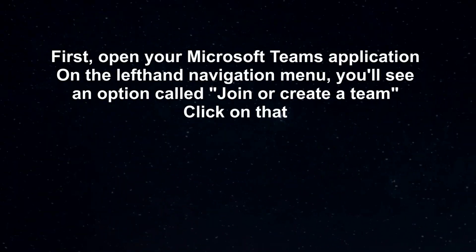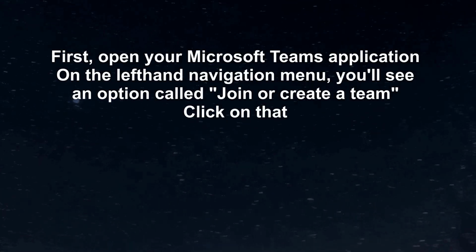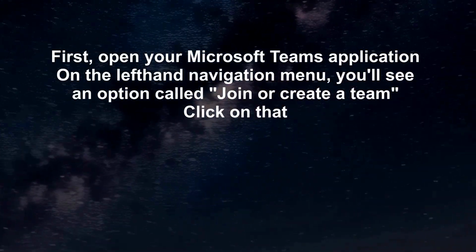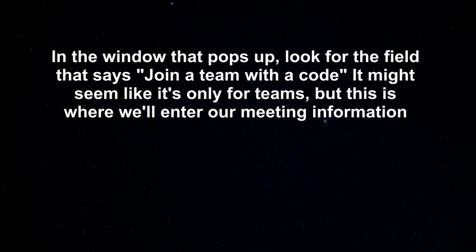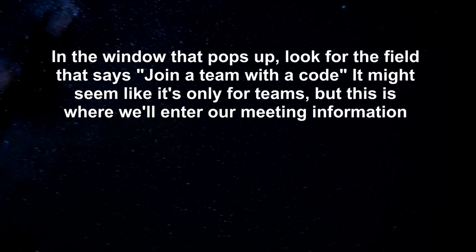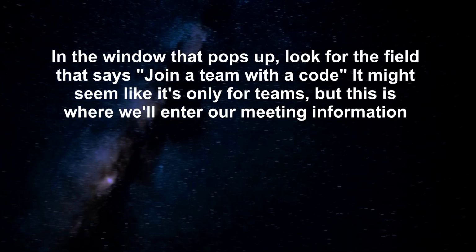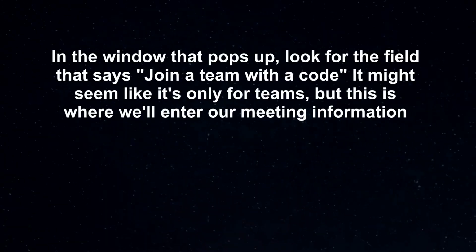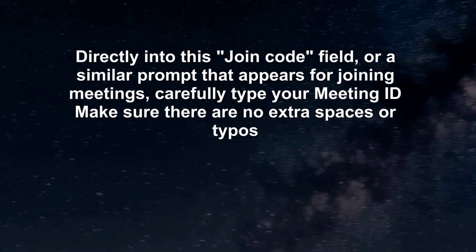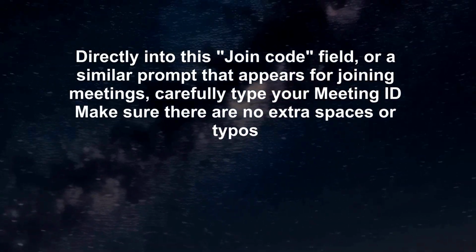First, open your Microsoft Teams application. On the left-hand navigation menu, you'll see an option called Join or Create a Team. Click on that. In the window that pops up, look for the field that says Join a Team with a code. It might seem like it's only for Teams, but this is where we'll enter our meeting information directly into this Join Code field, or a similar prompt that appears for joining meetings.